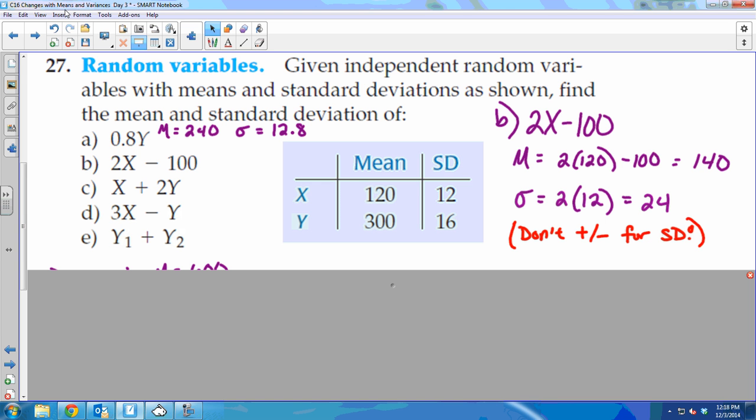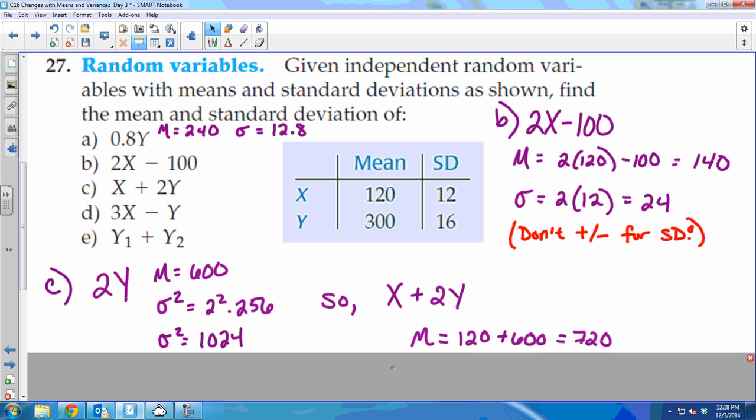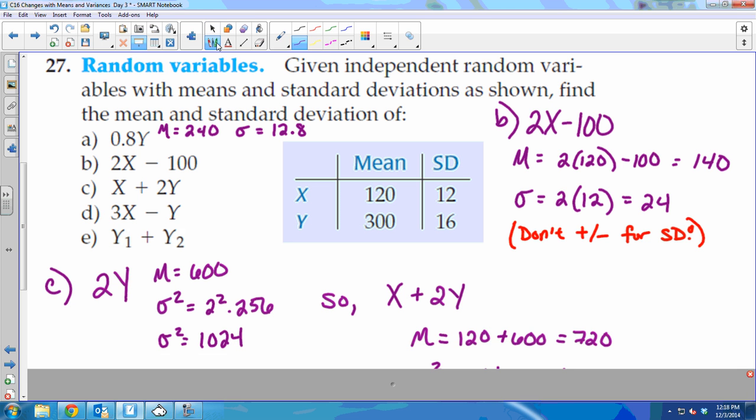All right, on C then, I have x plus 2y. So I'm going to find 2y first, and then I'm going to go back and add x and all that stuff. So for 2y, the mean is 600. Again, you should have that part. And then this variance is 2, it's the constant squared, times the variance of y. So 4 times 256 is 1,024. That's the variance for the 2y part.